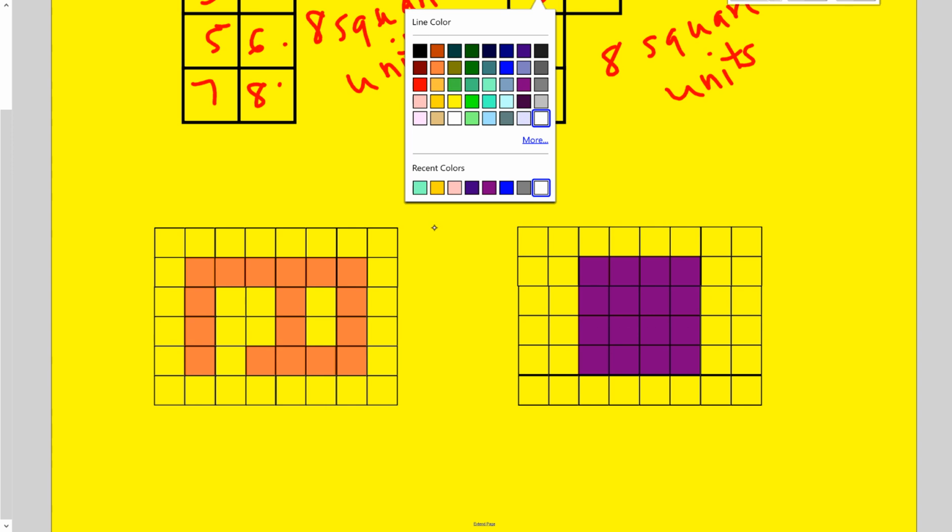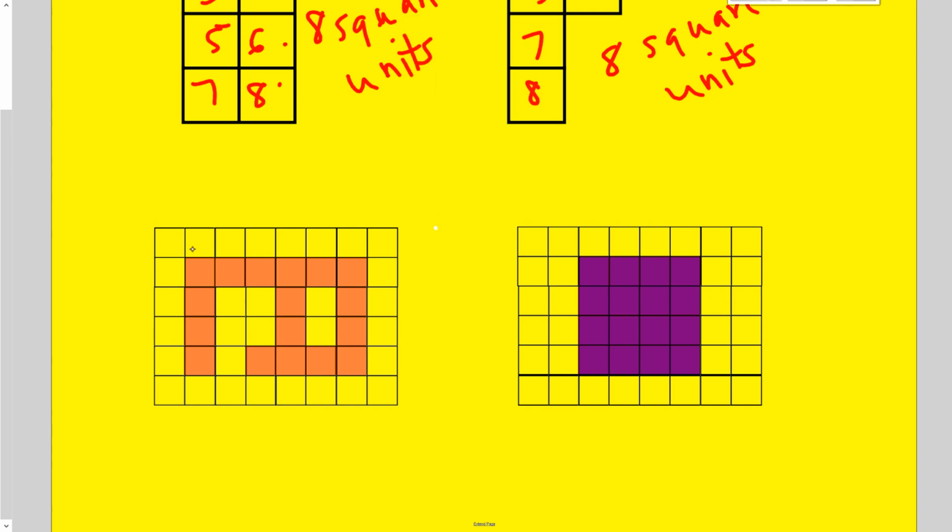Okay, so I'm going to keep doing the same thing just by counting the squares. So 1, 2, 3, 4, 5, 6, 7, 8, 9, 10, 11, 12, 13, 14, 15, 16, 17. So the area of this figure is 17 square units.